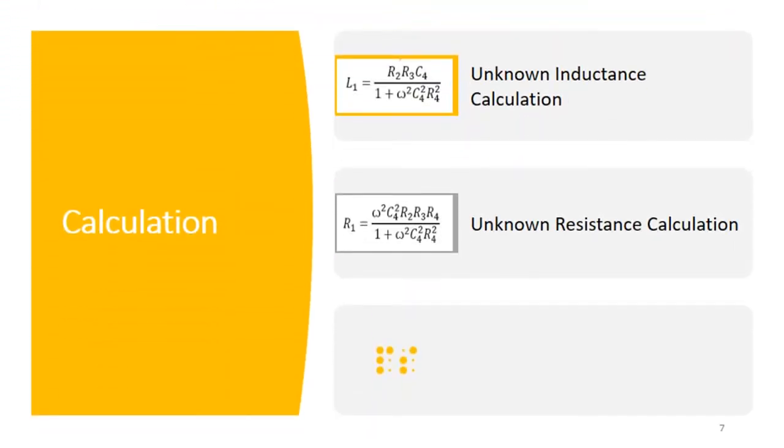These are the formulas for the calculation of unknown inductance and unknown resistance. We will be calculating our unknown inductance from this formula. L1 is equal to R2 R3 C4 over 1 plus omega square C4 square R4 square. Omega is equal to 2 pi f, and f is our frequency that will be known from our oscilloscope. And unknown resistance calculation is from R1 is equal to omega square C4 square R2 R3 R4 divided by 1 plus omega square C4 square R4 square.